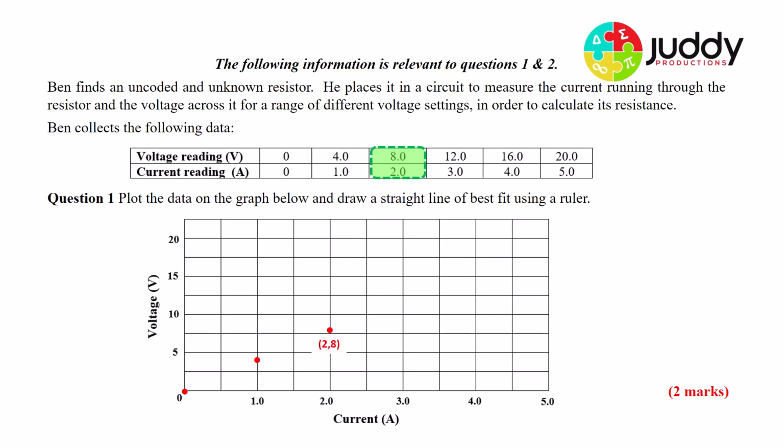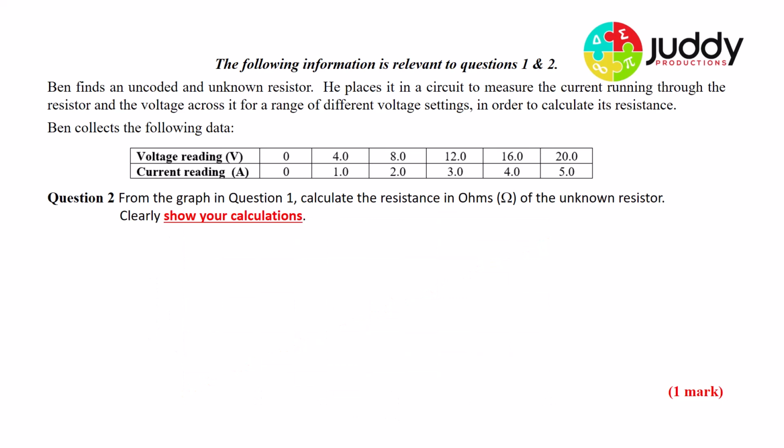A current of 2, a voltage of 8, we put another dot. Current of 3 and a voltage of 12, another dot. A current of 4, a voltage of 16, and finally a current of 5 meets with the voltage of 20 and we make a dot. So most people can plot those, not a problem. And then of course the instruction says to draw a straight line of best fit using a ruler. So we draw that in. 2 marks. Easy.